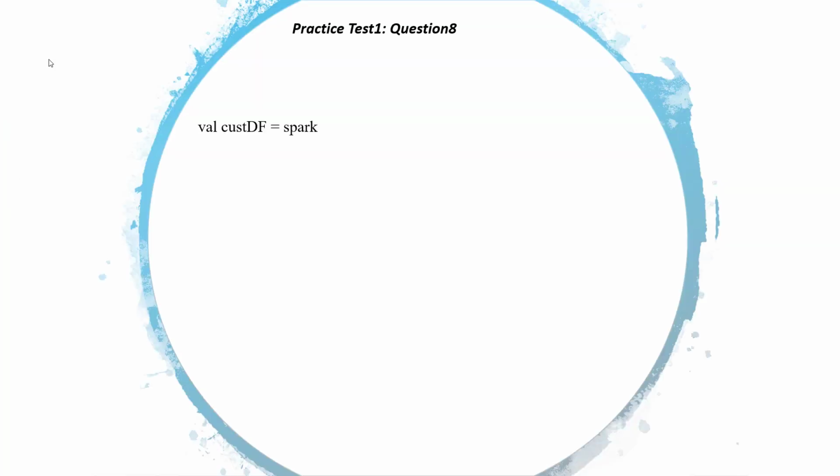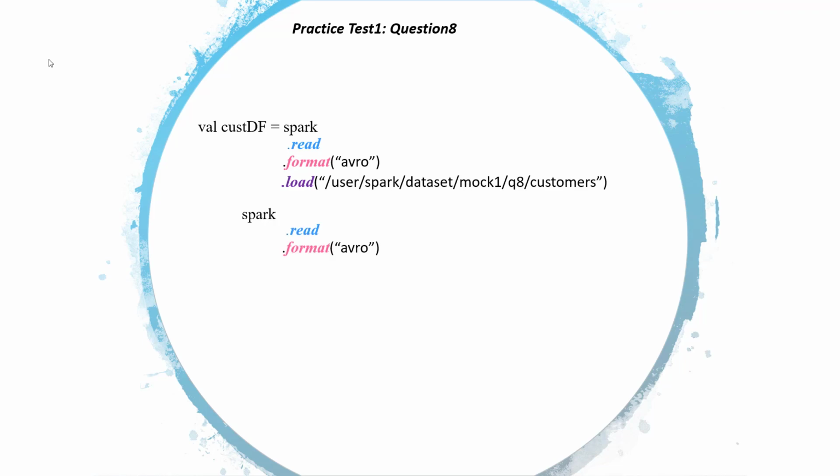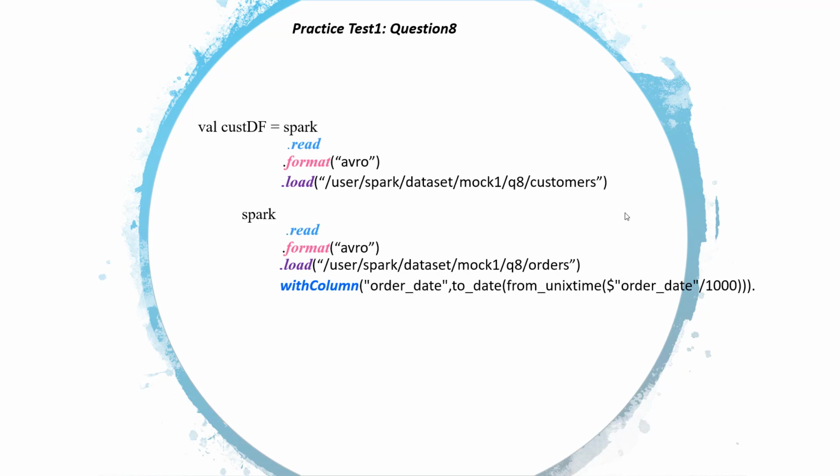So first of all, I'm going to read my customers data that is in the Avro format from this HDFS location. So that is my customers data frame. After that, I'm going to read the orders data that is also in the Avro format from the HDFS location. The next step is the same as in the last question that we did. I'm going to change the orders date format from Unix timestamp to date format. So that's what I'm doing here. I'm using the to_date operation, and then inside that I'm going to change my order date using this formula.